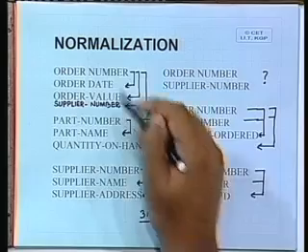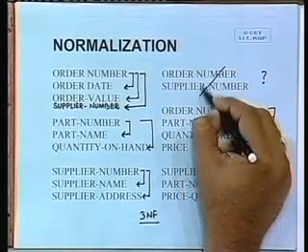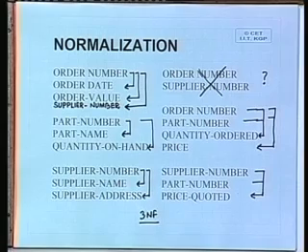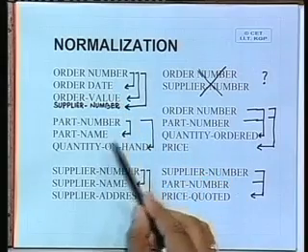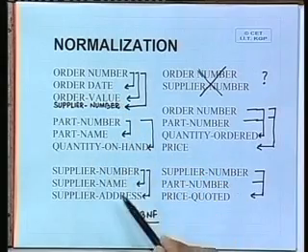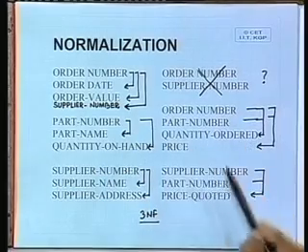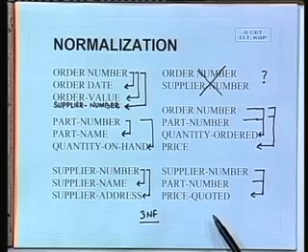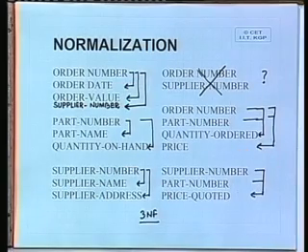Okay. So, we can add supplier number in the first table itself and we can remove this. Alright. So, this is going to be our database design, that is order number, order date, order value, supplier number, part name, quantity on hand, supplier number, supplier name, supplier address, order number, part number, quantity ordered, price, supplier number, part number, price quoted. Alright.